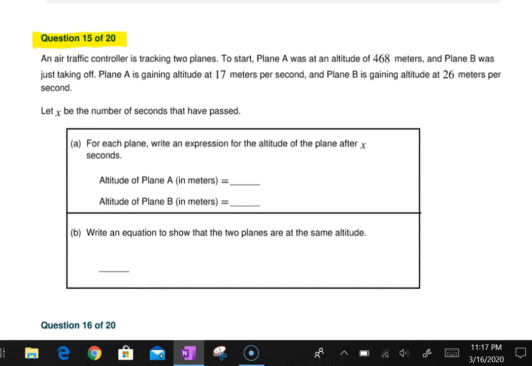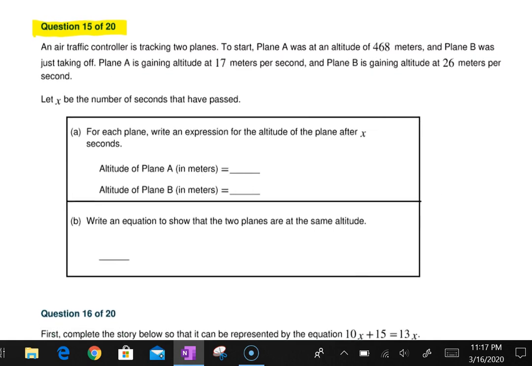When you're looking at a question like number 15, read it really carefully. An air traffic controller is tracking two planes. To start is a really important part of our equation. That's the beginning. To start, plane A was at an altitude of 468 meters. Plane B was just taking off, so that means that plane B was on the ground. Plane A is gaining altitude at 17 meters per second. That's how much it's rising. And plane B is gaining altitude at 26 meters per second. That's how much it rises.